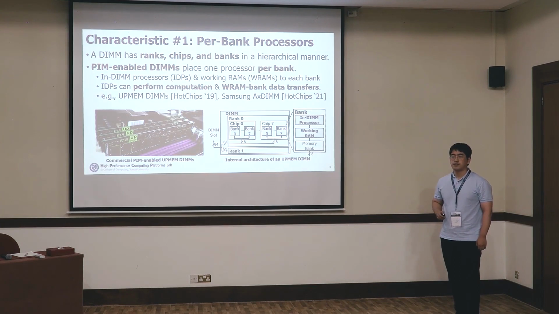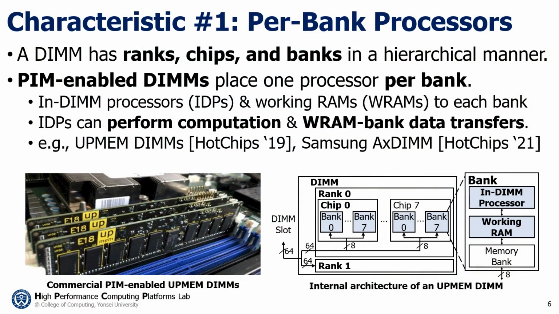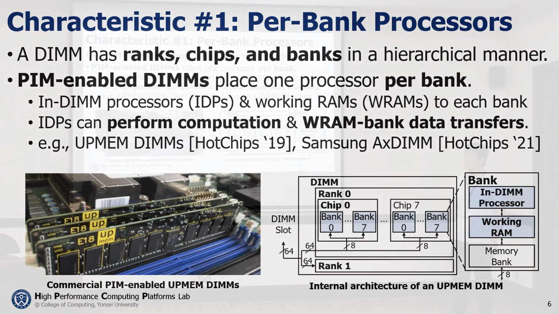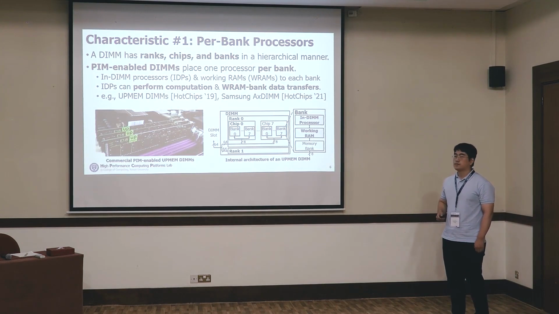Before moving on to our design, I would like to introduce three characteristics of PIM-enabled DIMMs. The first characteristic is the per-bank processor. A DIMM arranges chips and banks in a hierarchical manner, and PIM-enabled DIMMs place one processor per bank, along with a working memory, that is, a scratchpad memory. The in-DIMM processors can perform computation and initiate data transfers between the working memory and the memory bank. Examples of PIM-enabled DIMMs are the UPMEM DIMMs and the Samsung AxDIMMs.